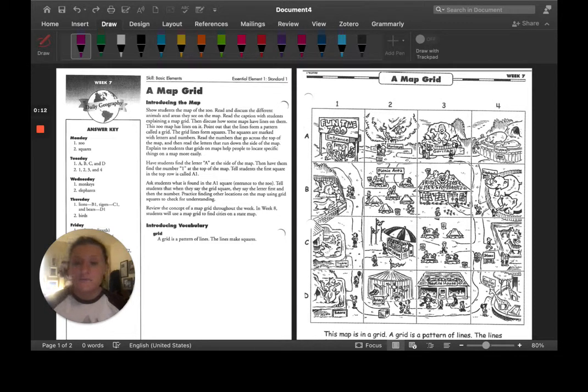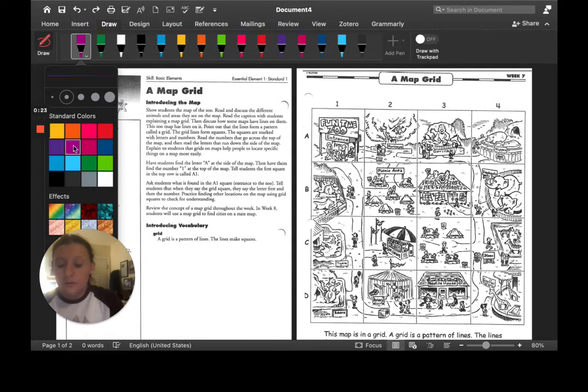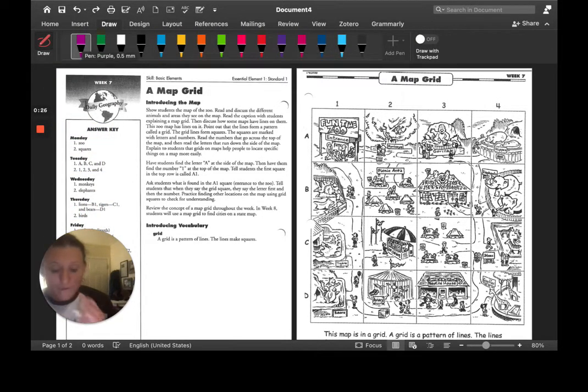So to get into our lesson today, we are going to be looking specifically at a map that has to do with a zoo. So let's grab our pen here and let's underline that we are going to be looking at the map of the zoo. All right, so the next thing that we're going to read about and discuss are the different animals and the areas that we see on our map. So let's change our color here, and we're going to underline that we're going to read and discuss the different animals and areas that we see on the map.